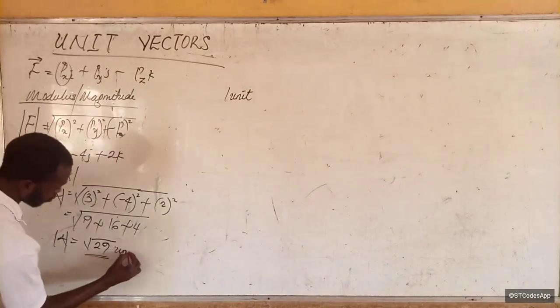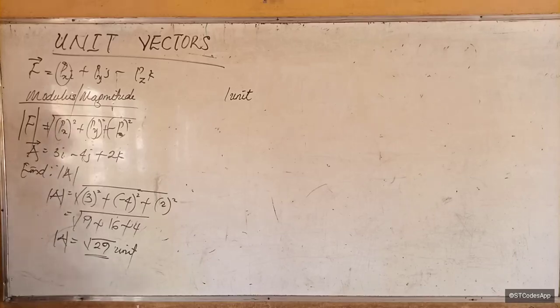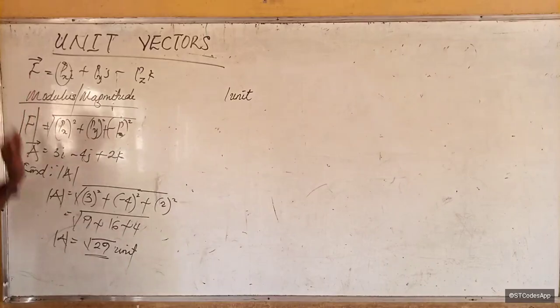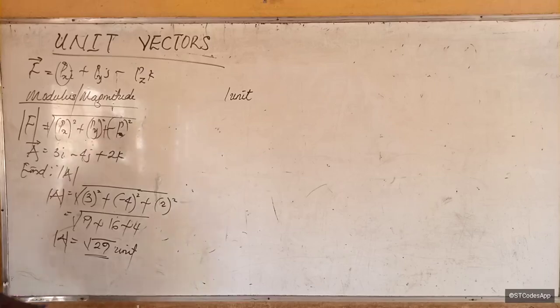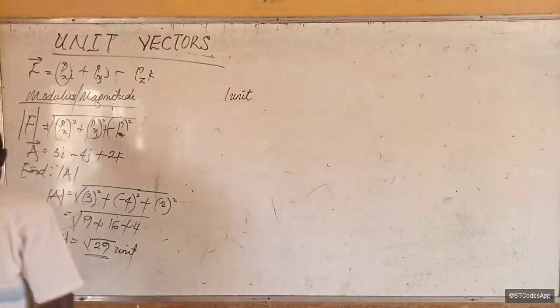Then, because no unit is specified, we add a unit. You understand? All right, so if it's for a force, it would be newtons, root 29 newtons. So that is how to find the magnitude of a unit vector.